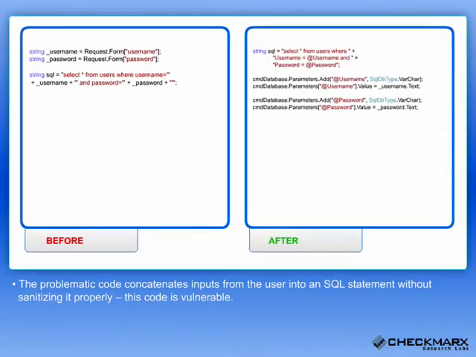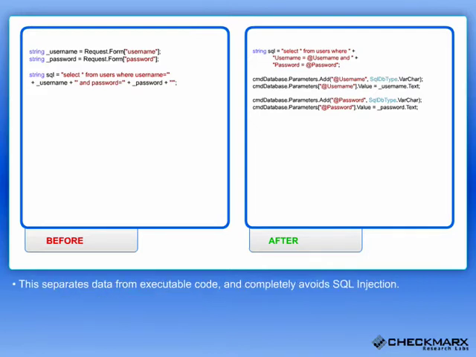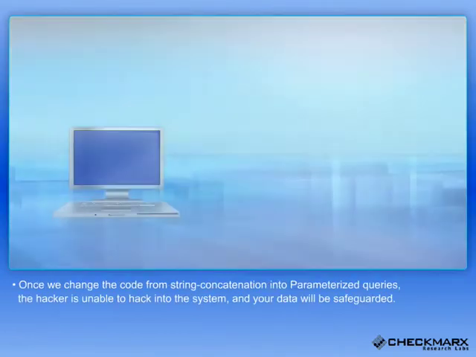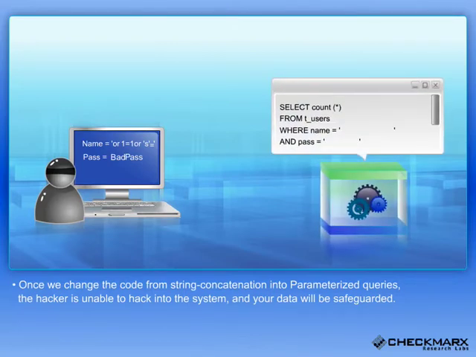The problematic code concatenates inputs from the user into an SQL statement without sanitizing it properly. This code is vulnerable. To fix it, we use parameterized queries or prepared statements, defining the structure of the statements with placeholders for the data itself. This separates data from executable code and completely avoids SQL injection. Once we change the code from string concatenation into parameterized queries, the hacker is unable to hack into the system and your data will be safeguarded.